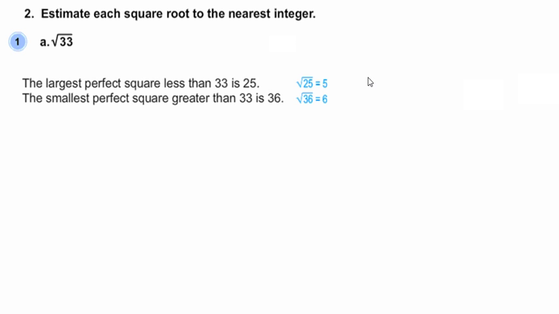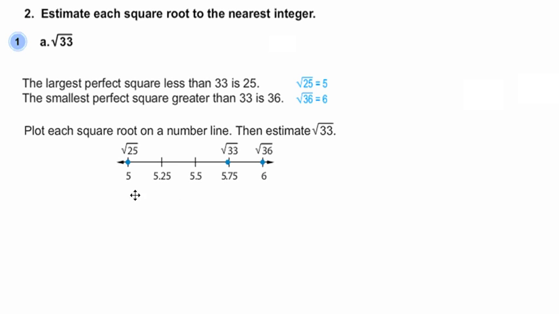Now that we know that the square root of 33 is between those two numbers, we have to decide where it is closest to. What we're going to do is graph it. So we know that the square root of 25 is 5. We know that the square root of 36 is 6. And we know that the square root of 33 is somewhere between them.